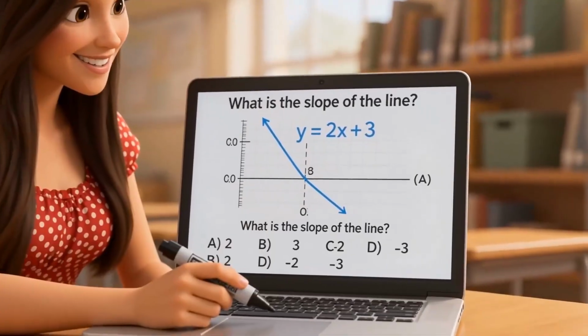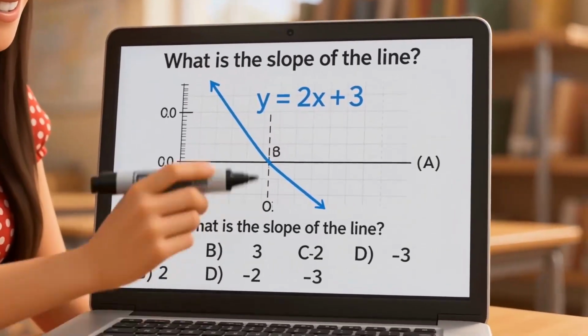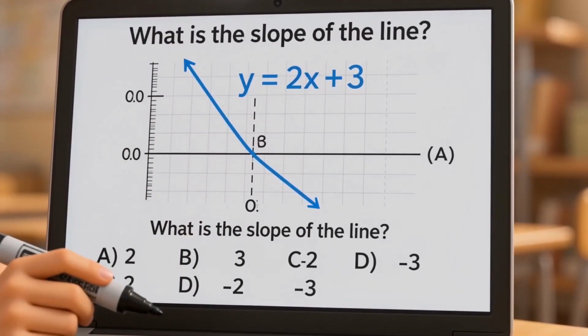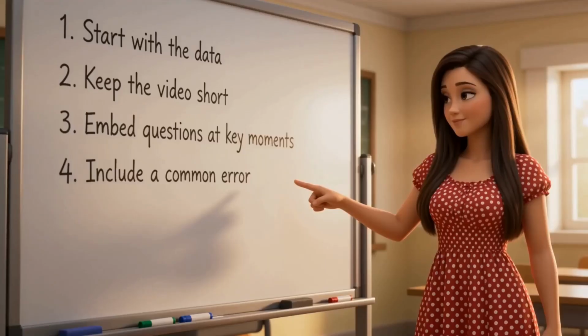Why is this move allowed? Which answer choice shows the correct reasoning? What mistake did this student make? How would you explain this in your own words? These questions help students stay mentally engaged.